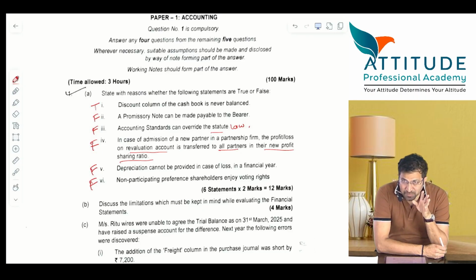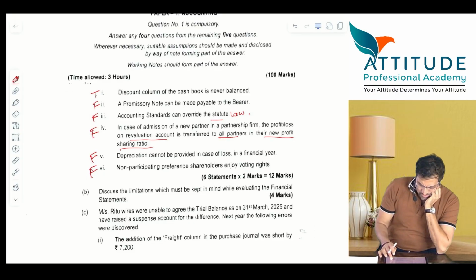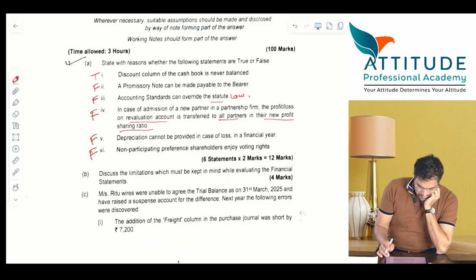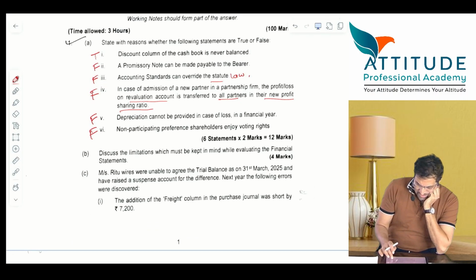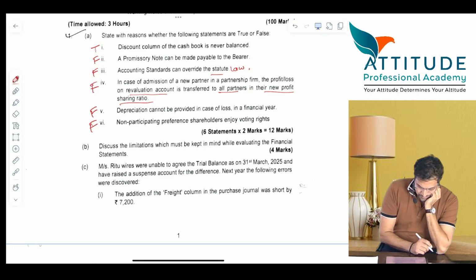They cannot participate in the surplus also. Right there. They cannot participate in the surplus also. Done. Okay. Anyway, question number 1 is compulsory. B.